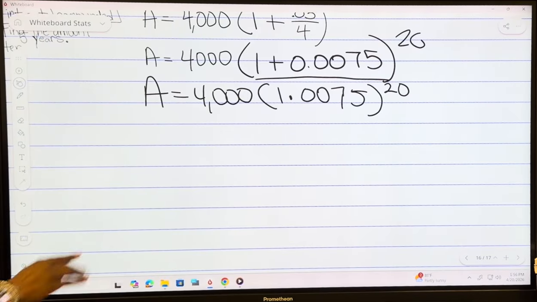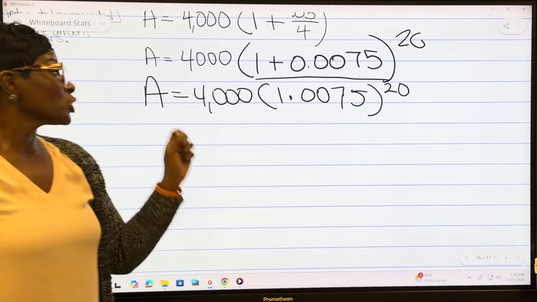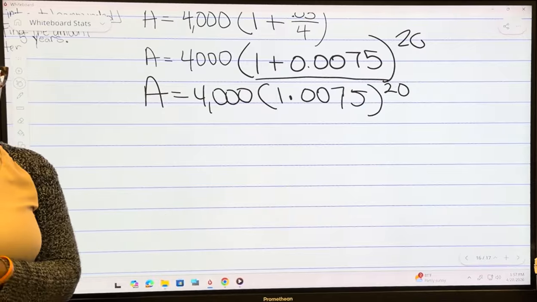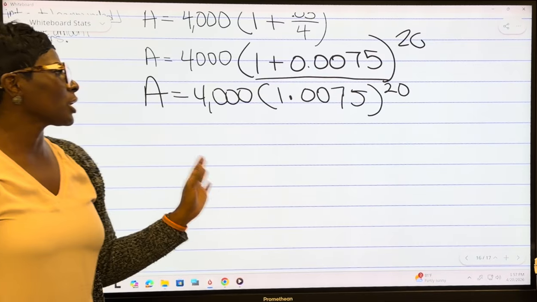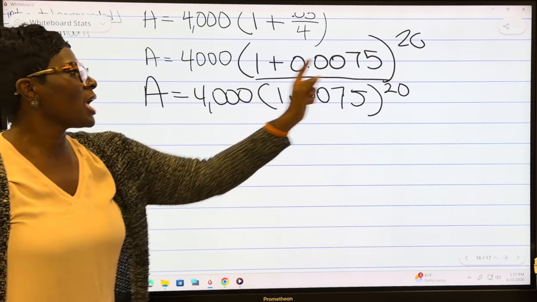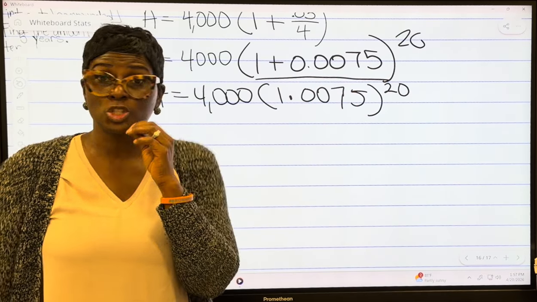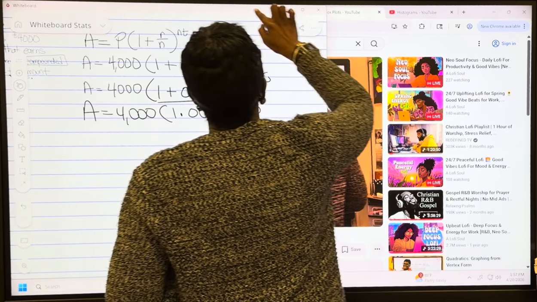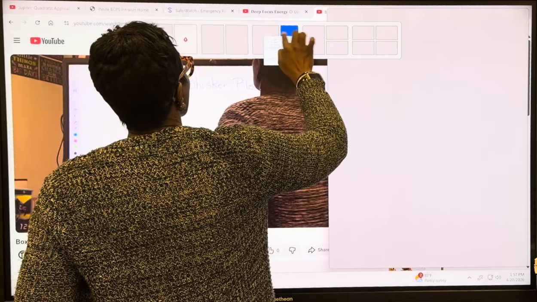So here's where another mistake happens all the time. We know this is growth, so I know this number better come out to be more than 4,000, right? If it comes out to be less than 4,000, I know I did something wrong. That's not a reasonable answer. So you're going to do what first? We got multiplication and we got exponents. According to PEMDAS, what are we supposed to do first? Exponents. So you got to do exponents first. So grab your calculator and tell me what you are going to put in first.